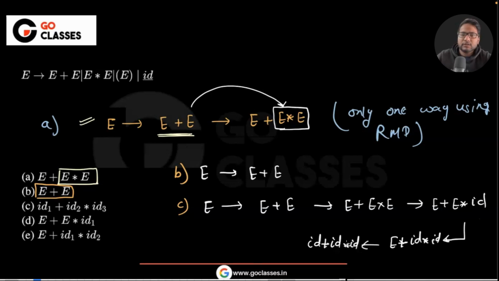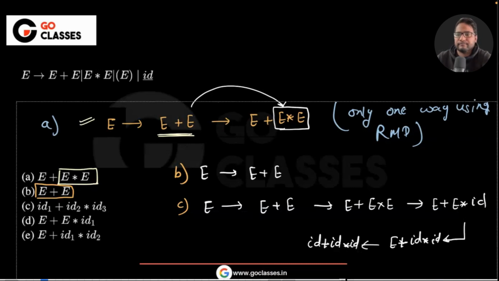Okay, this is one way. Can you see if there is any other way to generate ID plus ID into ID? Let's just check, using RMD only. So this E can go to... I want to generate ID plus ID into ID.